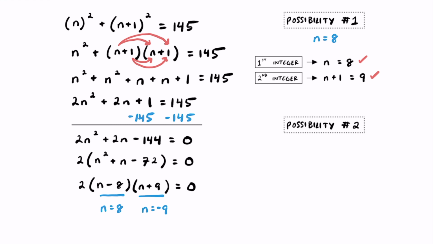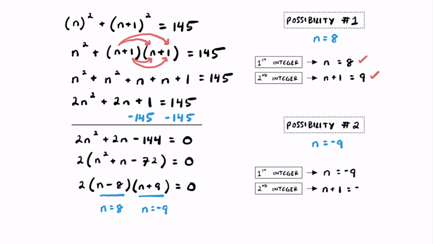Now what about possibility number 2? This is when n is equal to this negative 9. So let's check out and see what happens here. Again, that first integer is represented by n, so in case n is negative 9, then n would be negative 9 here. And the second integer would be n plus 1. That would be negative 9 plus 1, which would be negative 8.